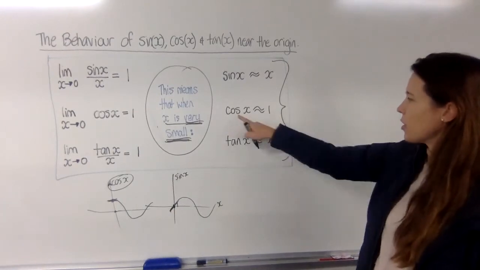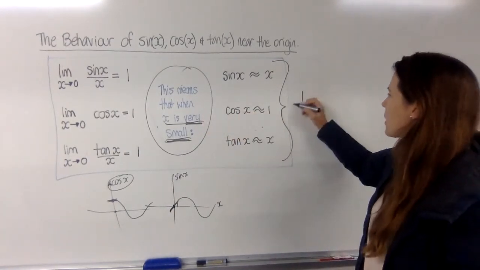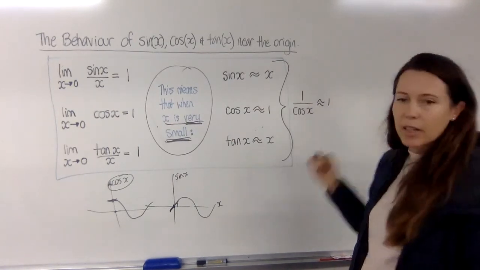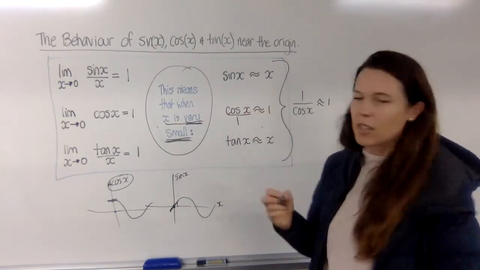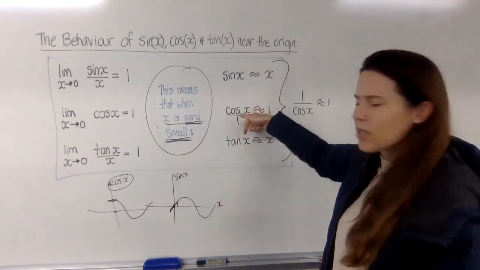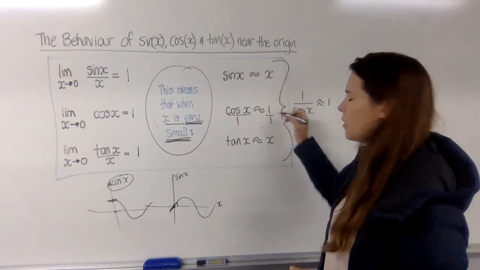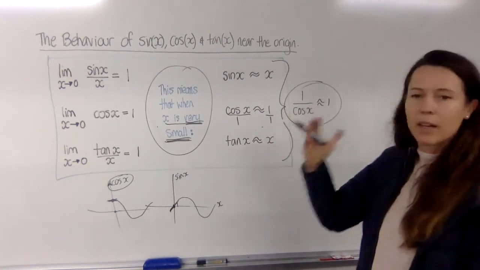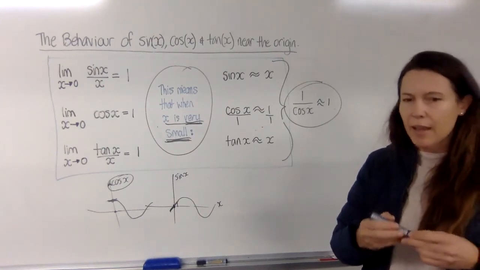But if I know that the cos of x is very close to 1 when x is small, it also makes sense that 1 over the cos of x will also be very close to 1. Why is that? Well, if cos of x is really cos of x over 1, if I take the reciprocal of that, I flip it upside down, if it's close to 1, 1's reciprocal is itself. So these two statements are kind of interchangeable. Once you understand one, you can reason that the other must also be true.